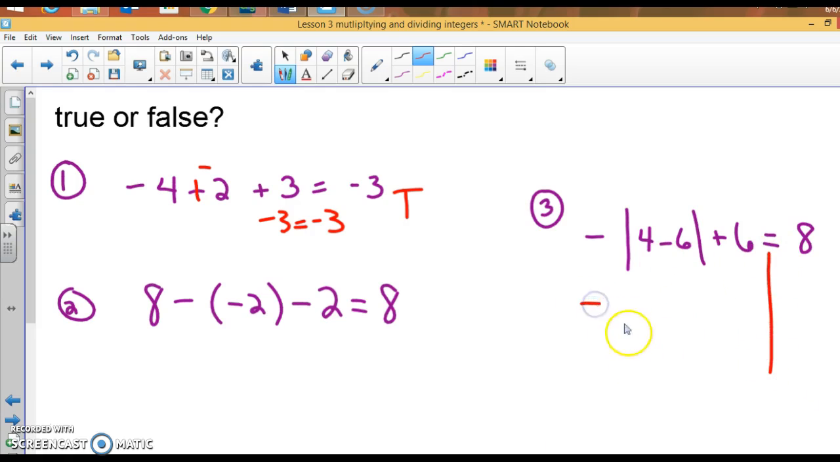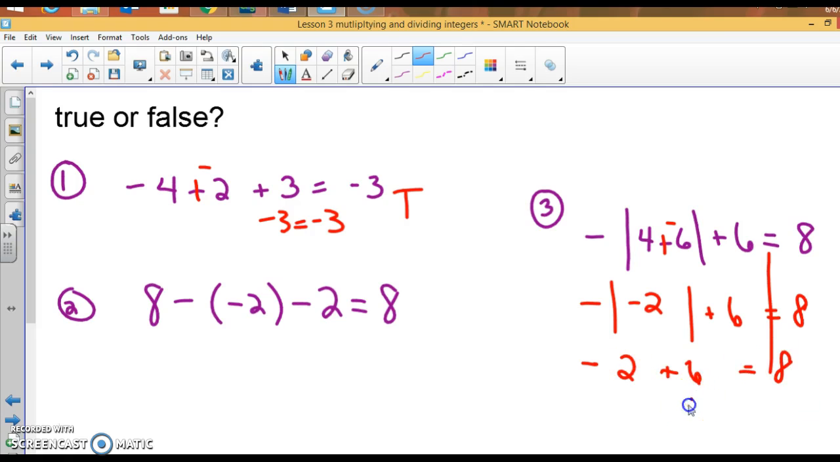So, bring down this minus and the absolute value. 4 minus 6, change that to add the opposite. 4 plus -6 is -2. Bring down the plus 6 equals 8. Keep this negative out in front. The absolute value of -2, remember, absolute value is the distance a number is from 0 on the number line. This is 2. Bring down the negative. -2 plus 6 does not equal 8 because -2 plus 6 is 4. So this is false.